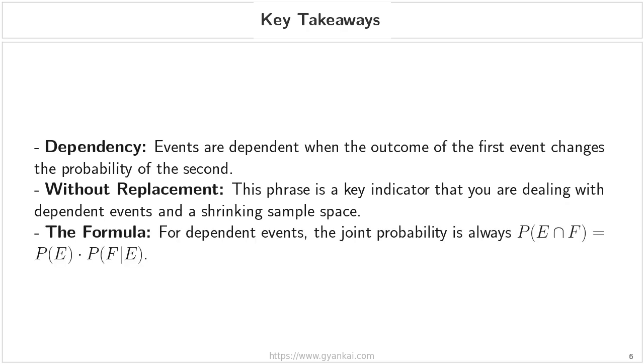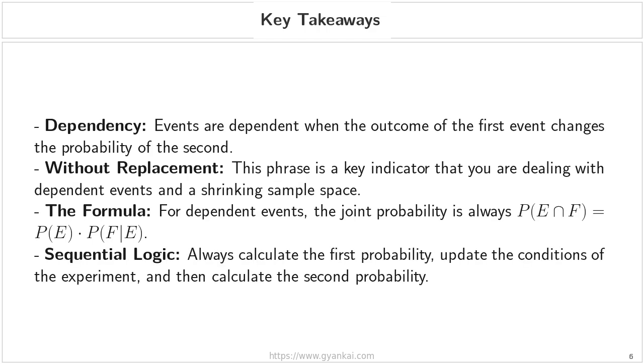Third, let's solidify the formula. For these dependent events, the joint probability, which is the probability of both event E and event F happening, is always calculated as the probability of event E multiplied by the probability of event F, given that event E has already occurred. In mathematical terms, we write this as P of E intersection F equals P of E times P of F given E.